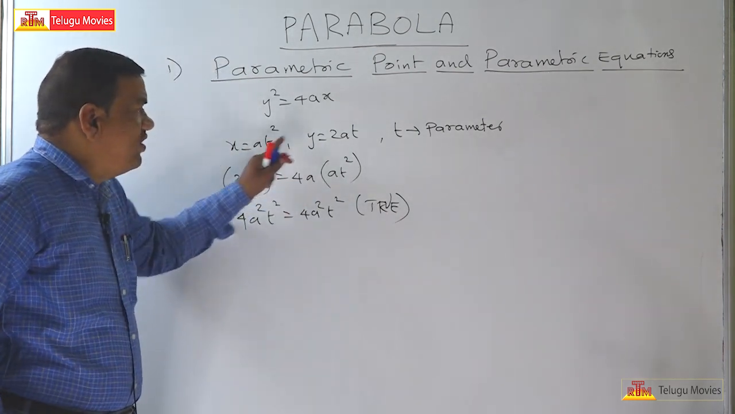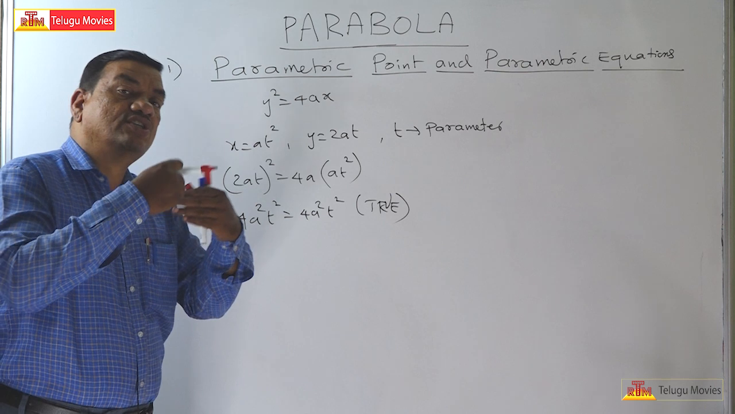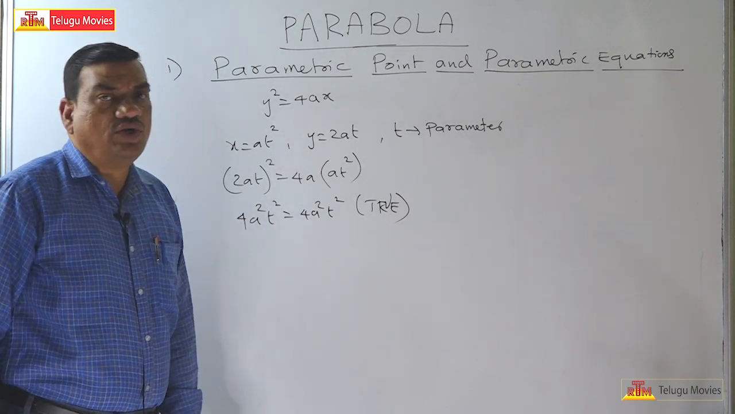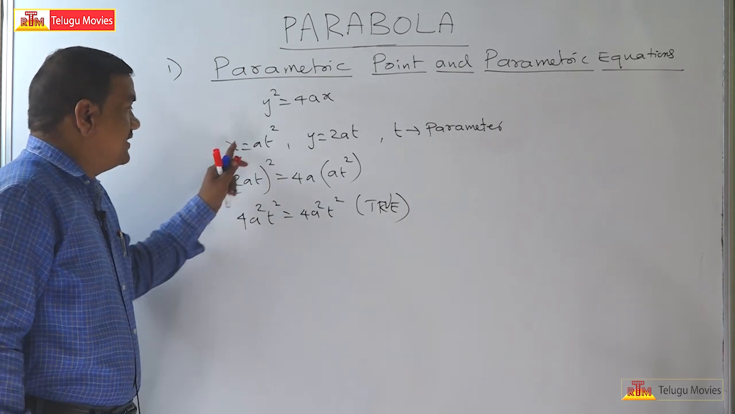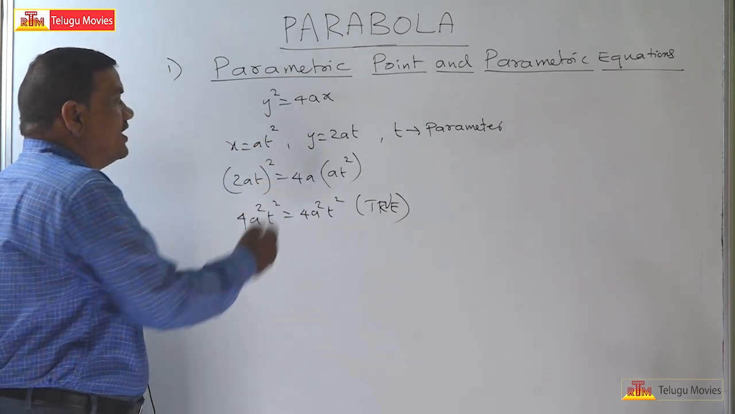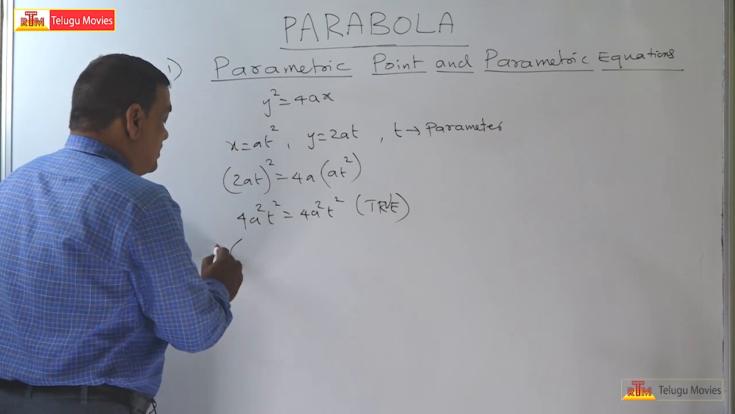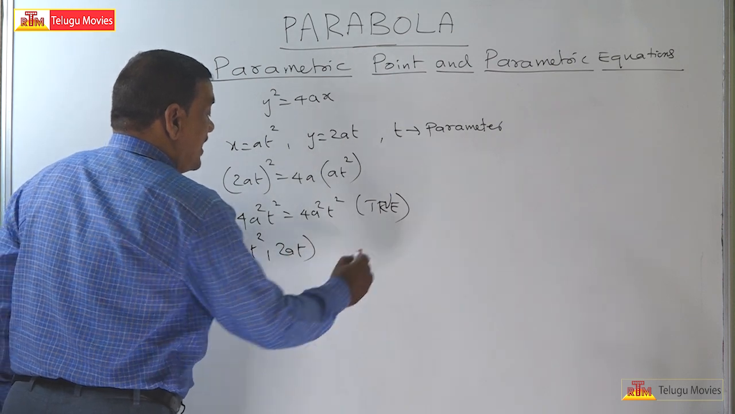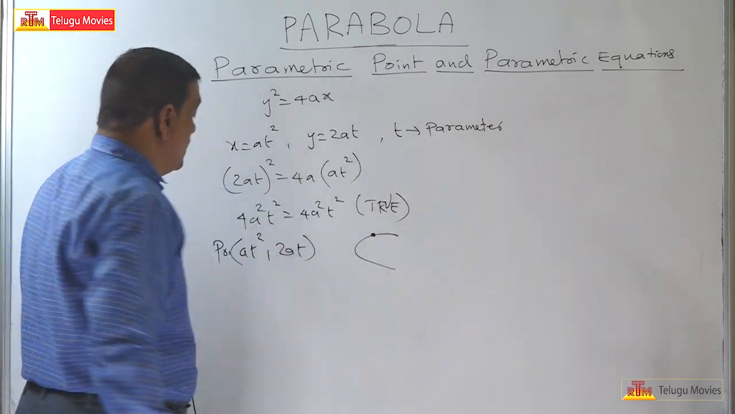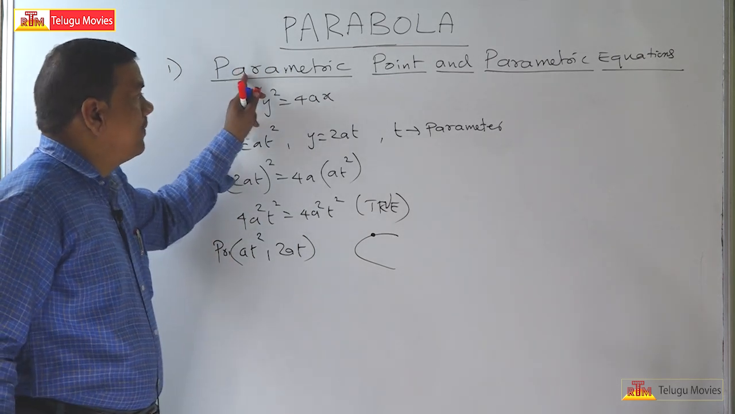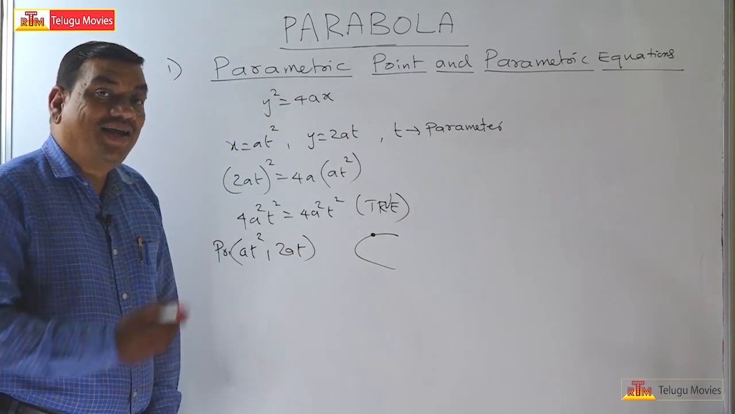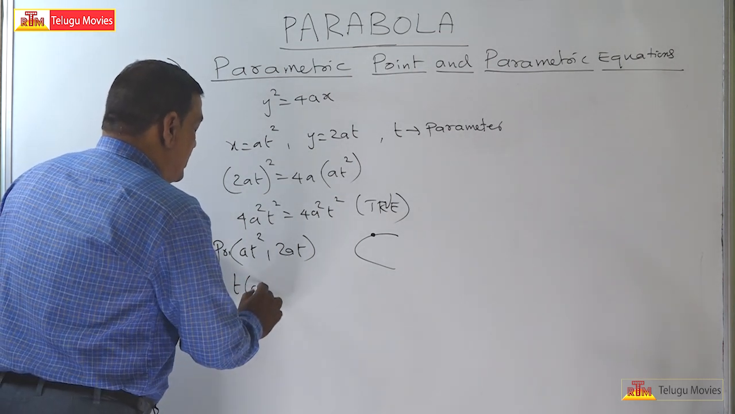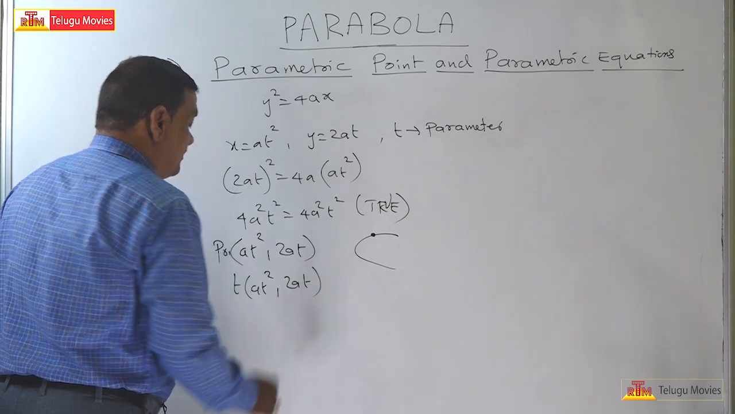That means for any value of t, if you substitute t is equal to 3, t is equal to 4, t is equal to root t, t is equal to 0 also, x is equal to at square and y is equal to 2at. That means the point at square comma 2at lies on the parabola. This point is called a parametric point and it is simply denoted as t, that means at square comma 2at.